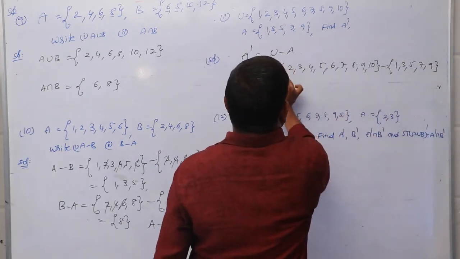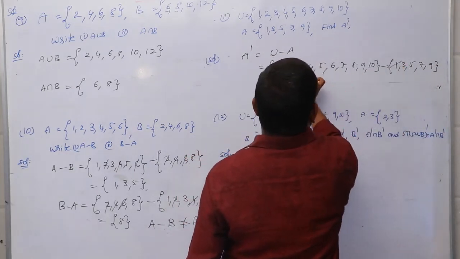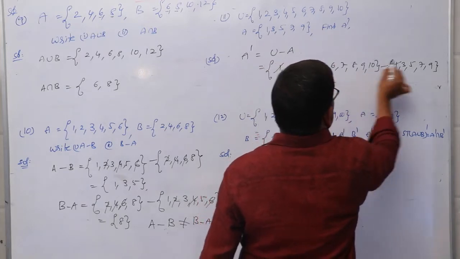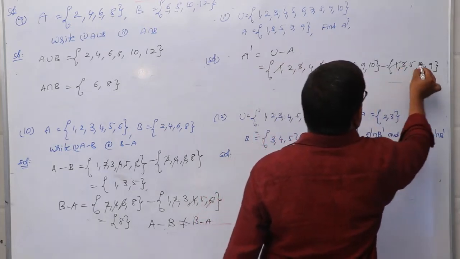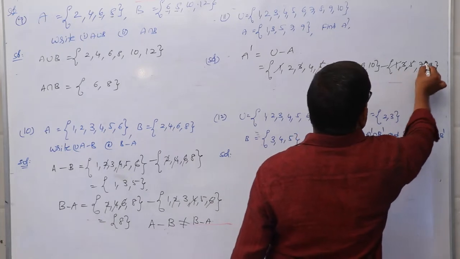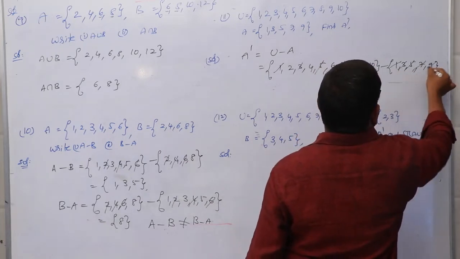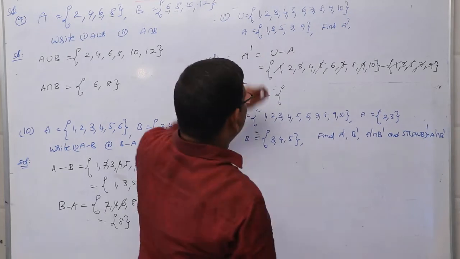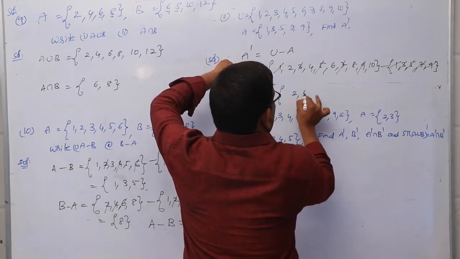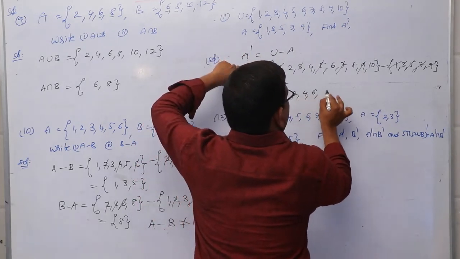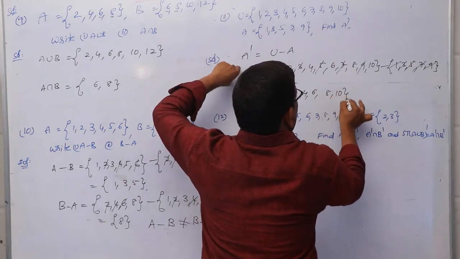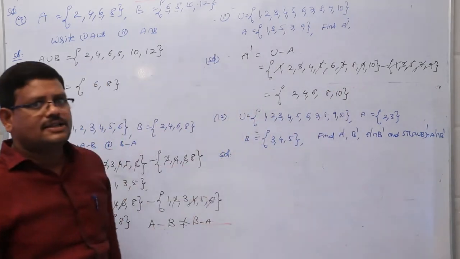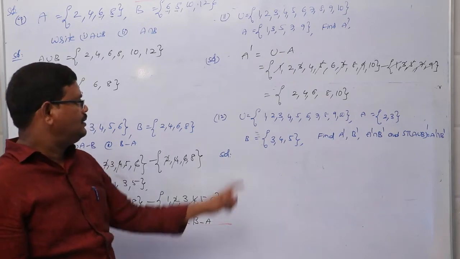Here, 1, 3, 5, 7, 9 are removed. So the remaining elements are 2, 4, 6, 8, 10. This is A complement.